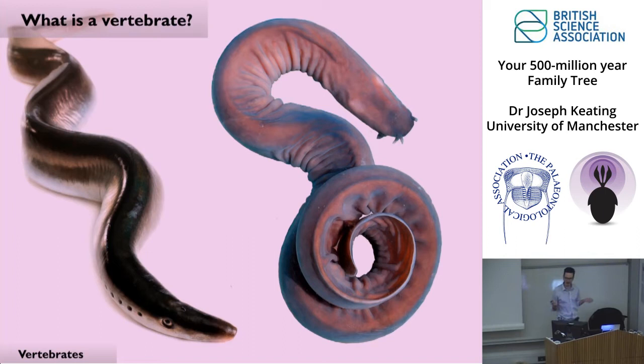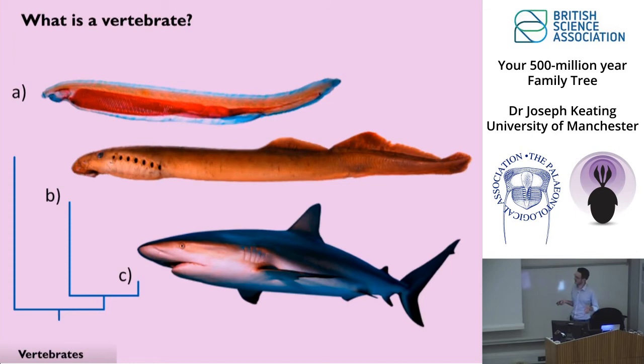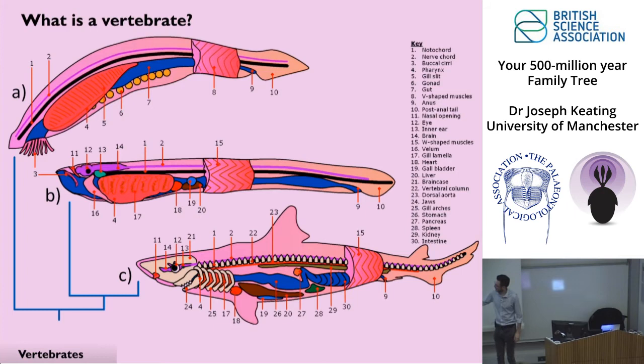What defines vertebrates? Well, to find out, we have to compare jawed vertebrates and jawless vertebrates to their closest invertebrate relative. So this little wormy-like thing is called a lancelet, and it's a little filter-feeding invertebrate, closely related to true vertebrates. And if we look inside at these things, we see only jawed vertebrates have these skeletal characters, so a backbone, supports for the gills, and a mineralized skull.